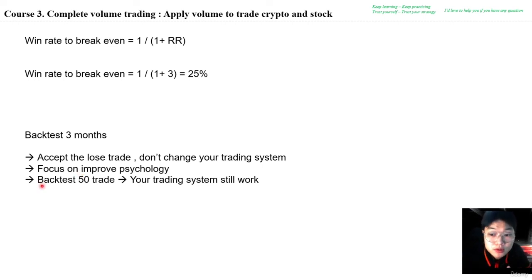If you lose continuously for 5 to 10 trades, it means that something is already wrong in your trading system or your emotion control. And at this time you need to backtest 50 trades in a single week to understand whether your trading system is still working or whether the market has some conditions that do not support you in trading, and you need to avoid trading at that time.